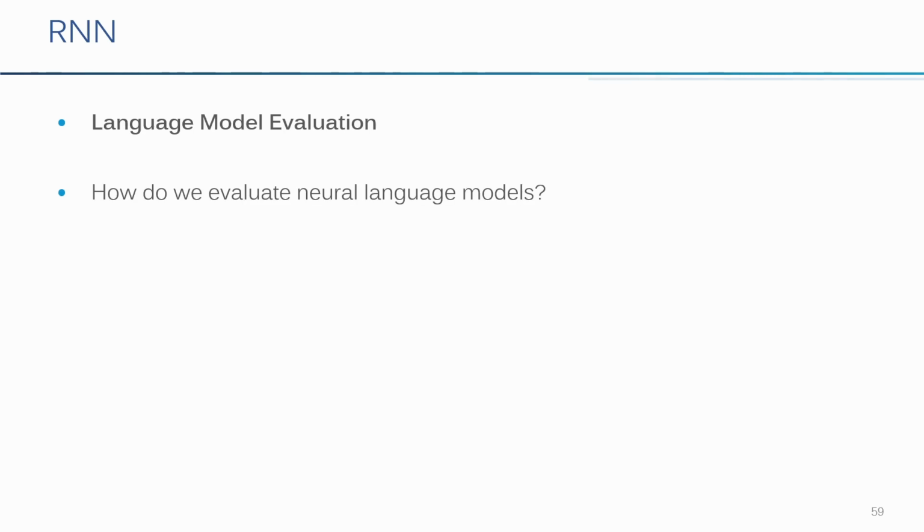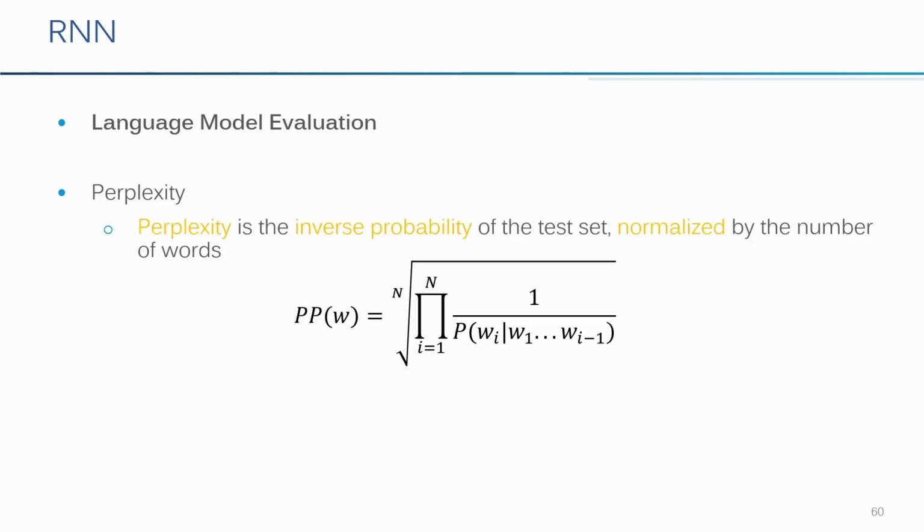Okie dokie. So how do we evaluate a neural language model? How do we know if this model is a good or bad one? We already learned how to do this. It's the same idea as before. We calculate the perplexity on this model. So perplexity is the inverse probability of the test set normalized by the number of words.